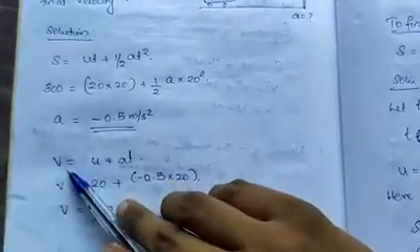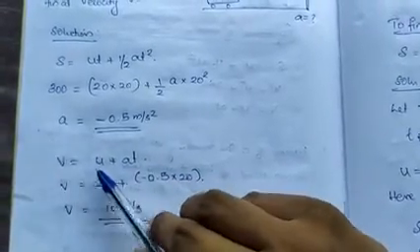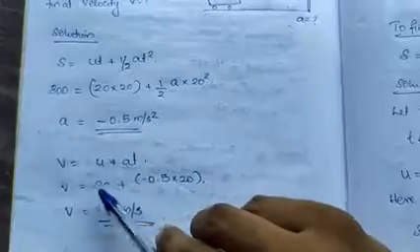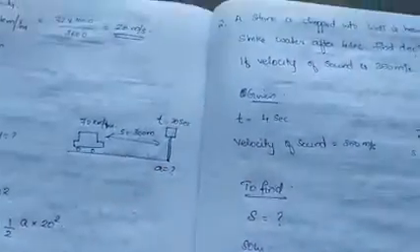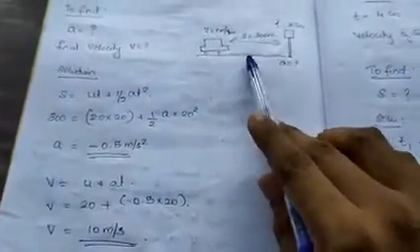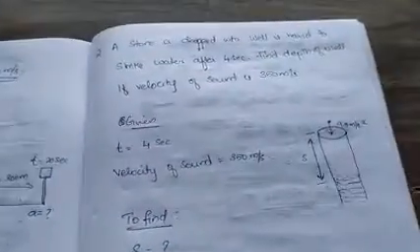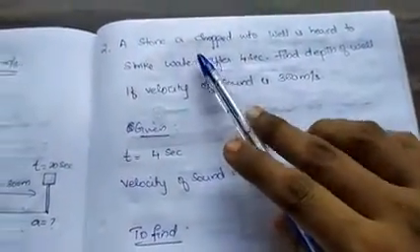So now we'll see what its velocity is. v is equal to u plus at, v is equal to 20 minus 0.5 into 20, v is equal to 10 meter per second. So with 10 meter per second he can cover 300 meter in 20 seconds. Okay, simple problem. Now next is an interesting problem.